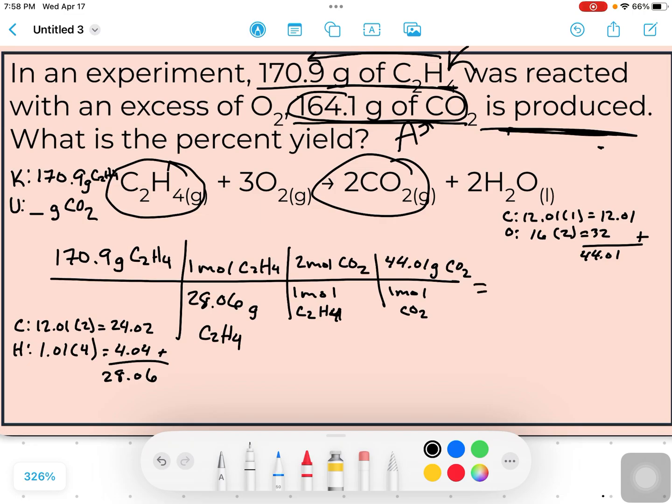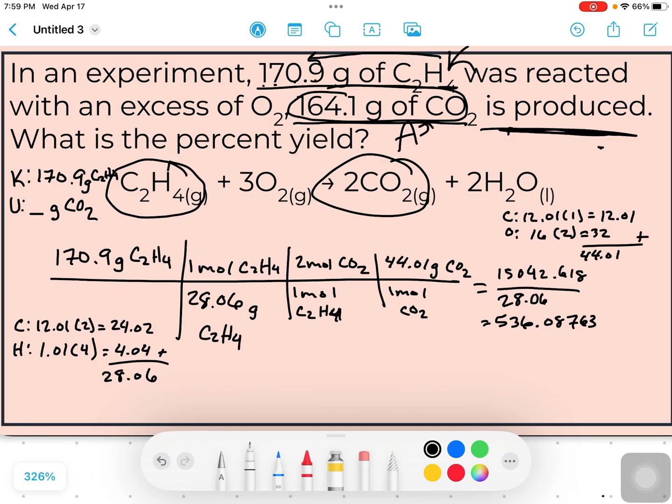Okay, so now that I'm in grams of carbon dioxide, we solve. So I multiply across the top, 170.9 times 1 times 2 times 44.01. You should get 15042.618. Divided by, multiply across the bottom, you should get 28.06. Divide those 2, you should get an answer of 536.08763. Okay, I need to put it into sig figs.